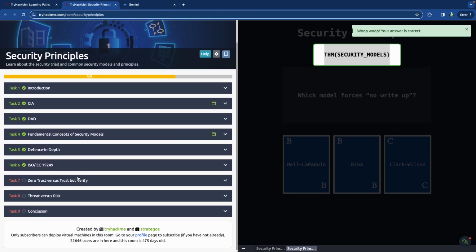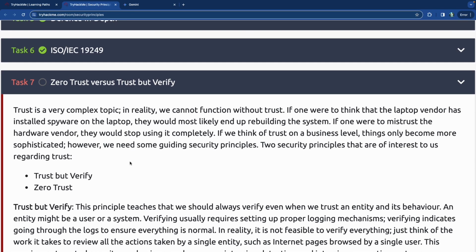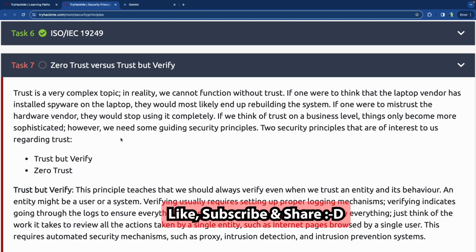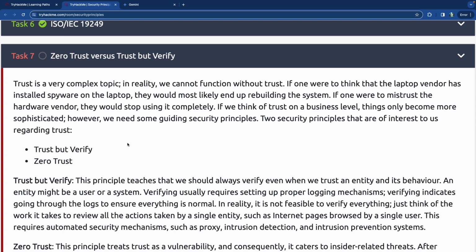Now let us go into zero trust versus trust but verify. I mean, the name says it all. But let's read into it and see what this is. Trust is a very complex topic. In reality, we cannot function without trust. If one were to think that the laptop vendor has installed spyware on the laptop, they would most likely end up rebuilding the system. If one were to mistrust the hardware vendor, they would stop using it completely. If we think of trust on a business level, things only become more sophisticated. However, we need some guiding security principles.